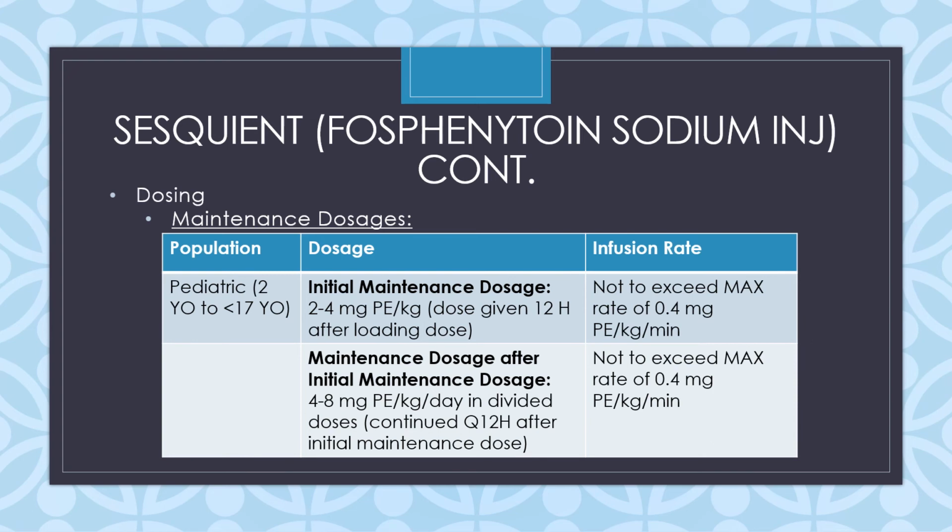For the maintenance dosage, it has the same age criteria again. However, it is separated into initial maintenance dosage and maintenance dosage after the initial maintenance dosage. For the initial maintenance, you want to give 2 to 4 mg of phenytoin per kg, given 12 hours after the loading dose. And for the maintenance dose after this initial dose, you want to give 4 to 8 mg of phenytoin per kg per day in divided doses, and continue every 12 hours after the initial maintenance dose has been given. And of course, with these, the same max rate of 0.4.